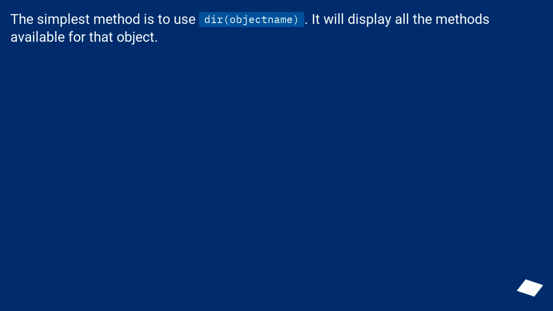The simplest method is to use dir(object_name). It will display all the methods available for that object.